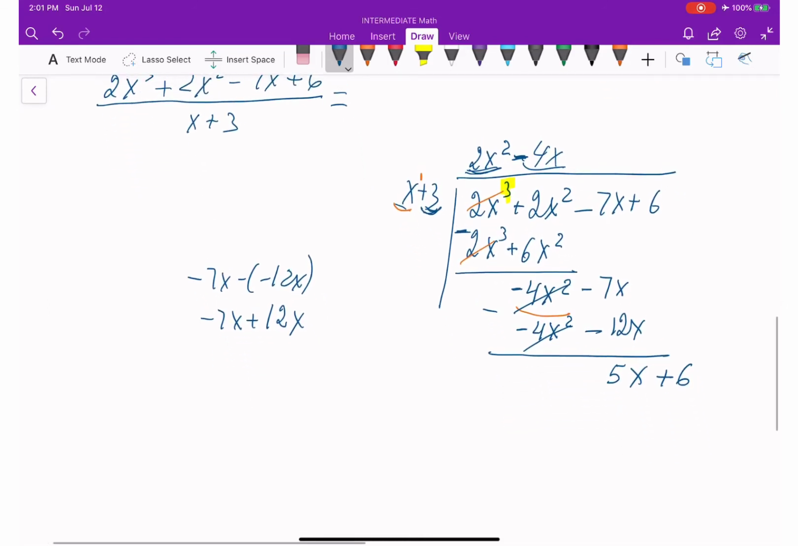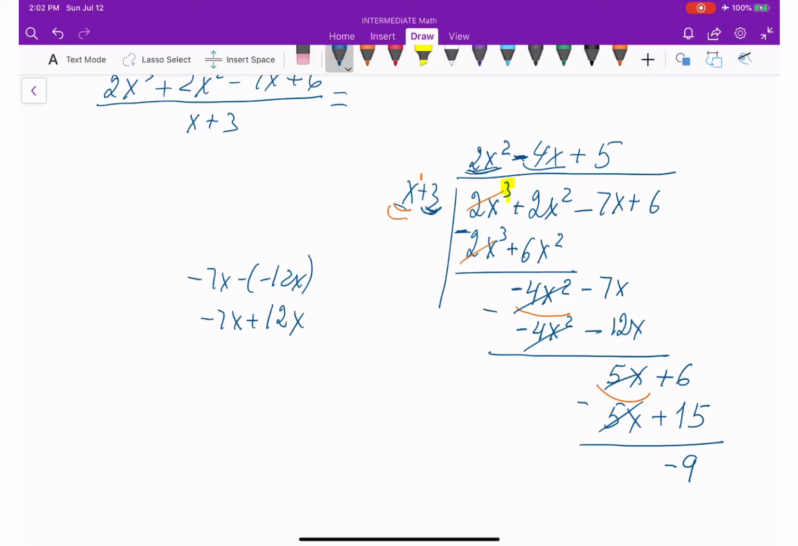Okay. 5x divided by x, it's going to be plus 5. 5 times x is 5x. 5 times 3 is 15. So what do we get here? 5x is gone with 5x. So 6 minus 15, it's going to be negative 9.